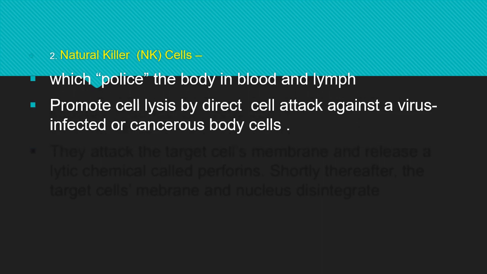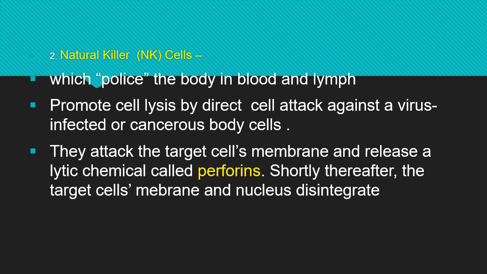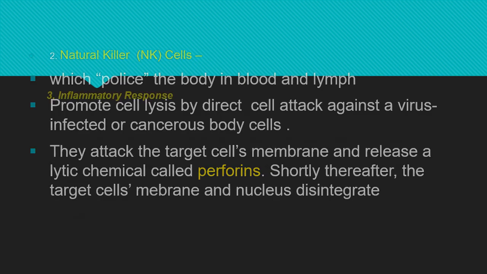Number two is the natural killer or NK cells, which police the body in blood and lymph and promote lysis by direct cell attack against virus-infected or cancerous body cells. They attack the target cell's membrane and release a lytic chemical called perforins. Shortly thereafter, the target cell's membranes and nucleus disintegrate.